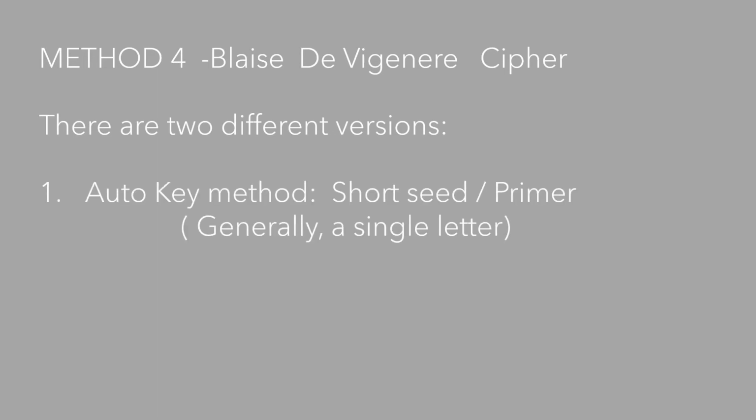The method for this is Blaise de Vigenère's cipher. There are two different versions. The first one is the auto key method or short seed, which is also known as the primer. Usually it is a single letter or two letters. And in this video we are going to see examples for both single letter and two letter encryptions and decryptions.